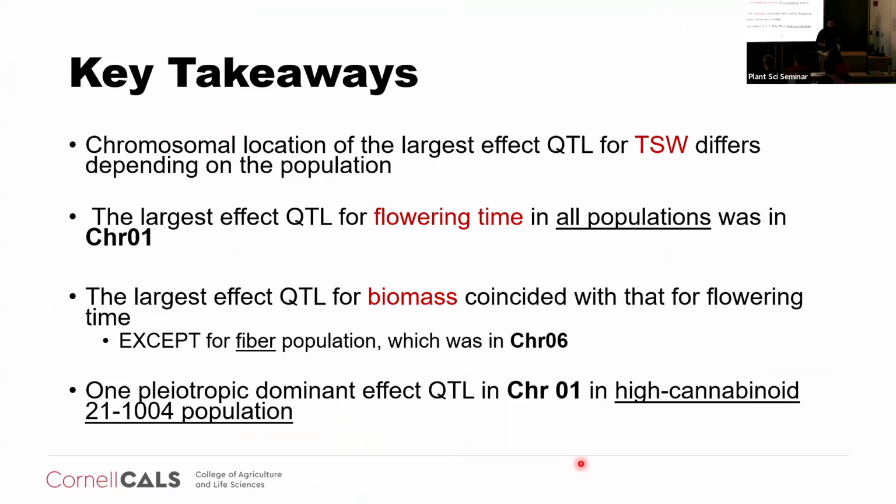And yeah, so with that, the key takeaways are that the chromosomal location for the largest effect QTL for seed size, measured as 1,000 seed weight, differs depending on the population that we use. The largest effect QTL for flowering time in all populations was located in chromosome 1. The largest effect QTL for biomass seems to coincide with that for flowering in all populations except the one in fiber, which is in chromosome 6. And one thing, I don't know if you caught it, but there seems to be one pleiotropic dominant effect QTL in chromosome 1 for this high cannabinoid population in 21,004.